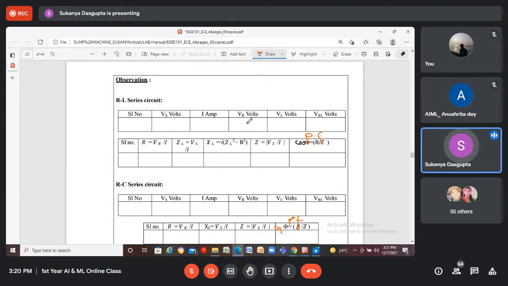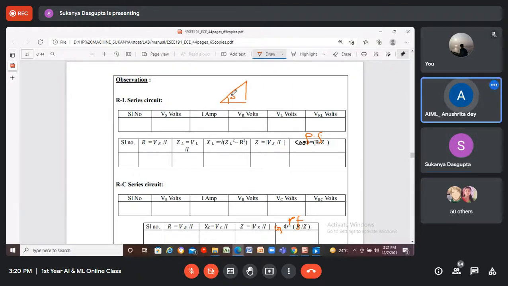You have taken the readings of VR and I, so you will calculate R. You have taken the data VL and I. Next, you will calculate cos phi, which is the power factor. Then the impedance triangle: this is R, this is X, and this is Z. This X for an RL circuit is simply XL. For an RC circuit, it is XC, but for the RLC series circuit, it is XL minus XC.